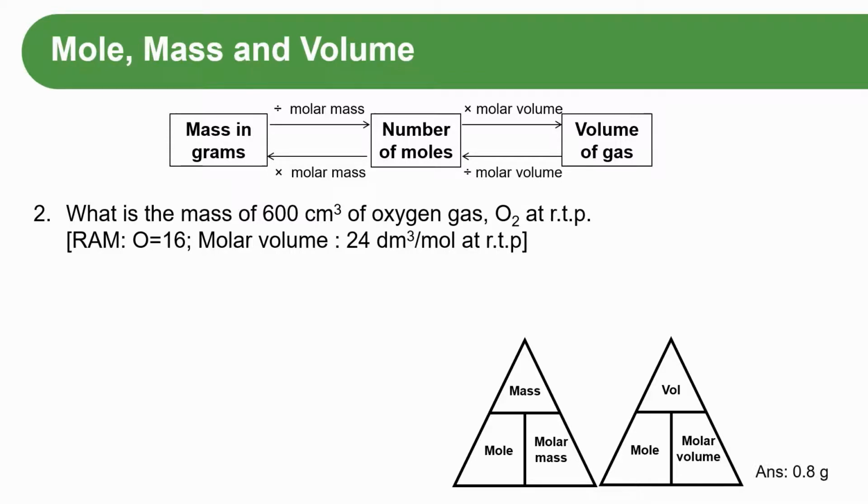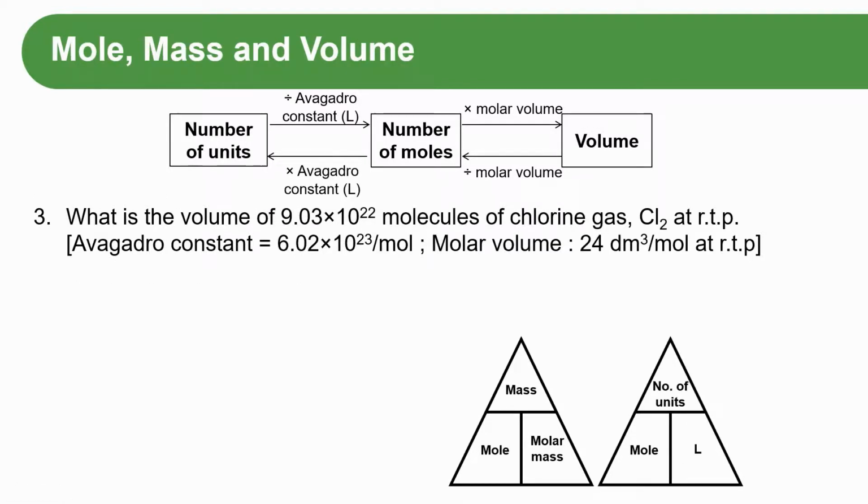Alright, the answer is 0.8 gram. The first step is to divide by 1000, we get 0.6. And then we divide by molar volume, we get 0.025 mole. And from mole to mass, we multiply by molar mass, for oxygen is 32. So the answer is 0.8 gram.